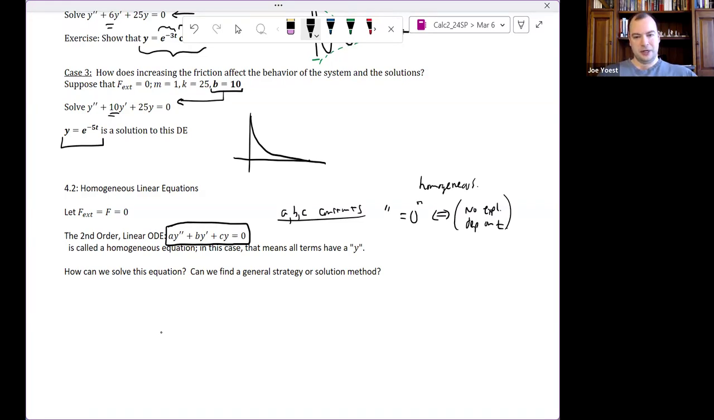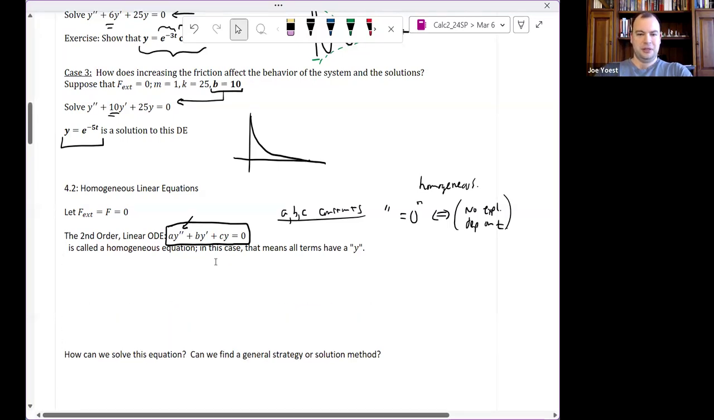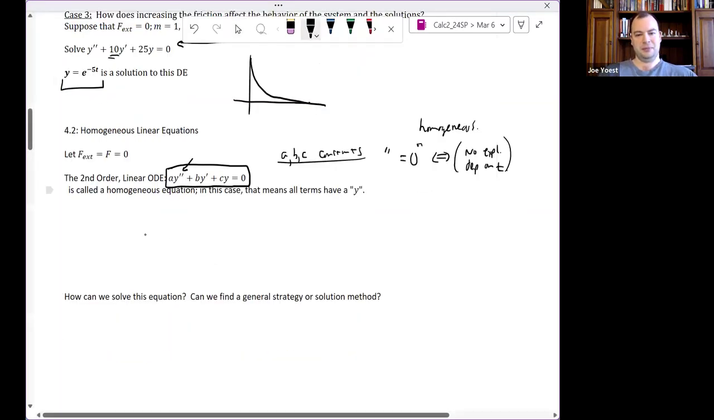The second order part, why is it second order? Because we have a second derivative as the highest number of derivatives. And why is it linear? That's a little bit more complicated to think about. But let me give myself a little extra room here.